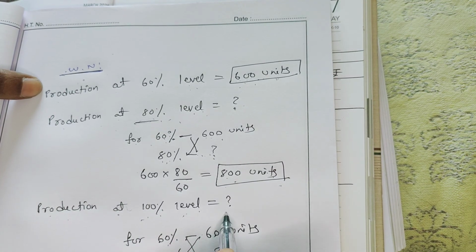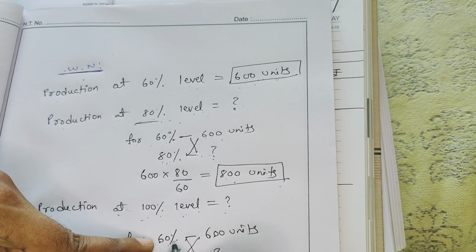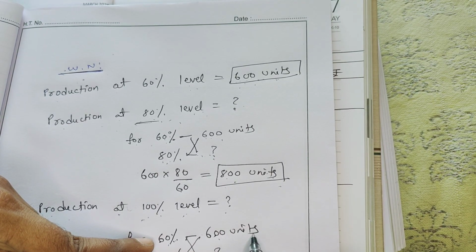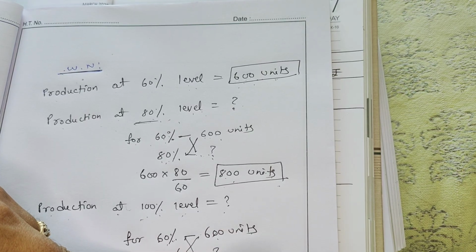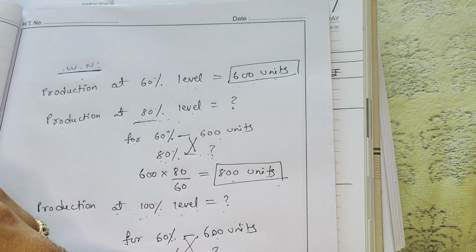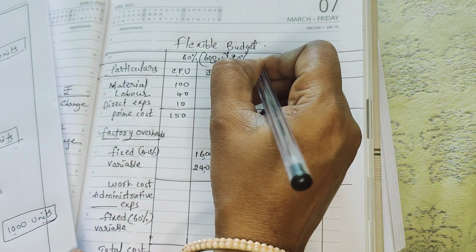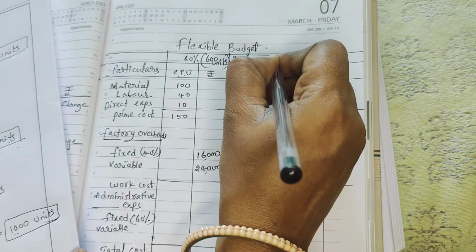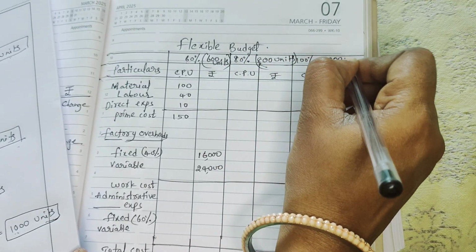Production at 100% level, how much? Given capacity is 60%. At 60% level, 600 units are given. At 100% level, how much? Cross multiplication, 600 into 100 divided by 60, you'll get 1000 units. Okay, so this information you need to post in the flexible budget. At 80% level, how many units are there? 800 units. At 100% level, 1000 units.